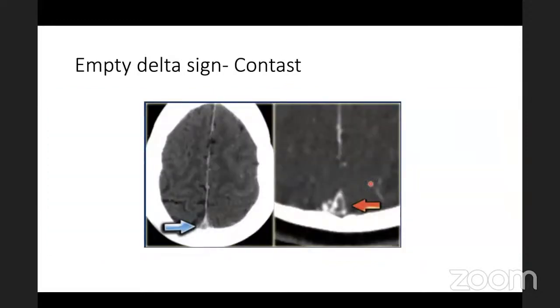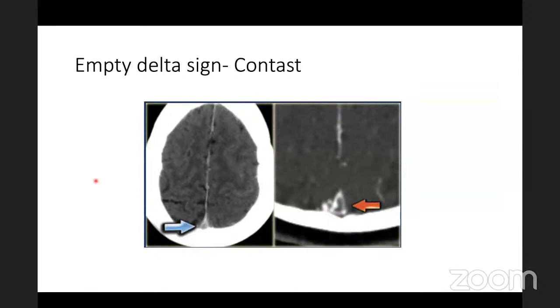When you give a contrast, what happens? Contrast usually goes and occupies the dural sinuses. So when there is a clot inside, the contrast fails to fill. So it is seen as an empty spot or a flow void, which we call an empty delta sign. You can see that the delta has to be filled up in a contrast MRI.